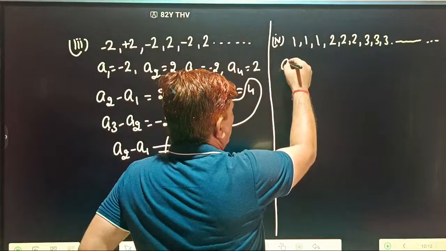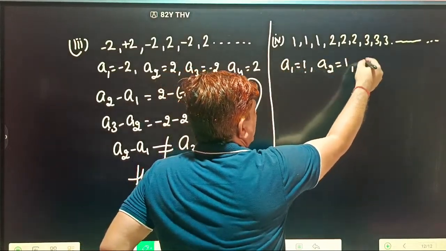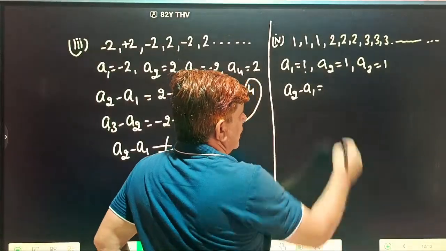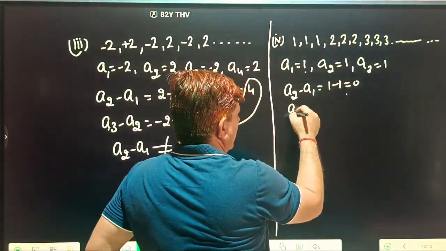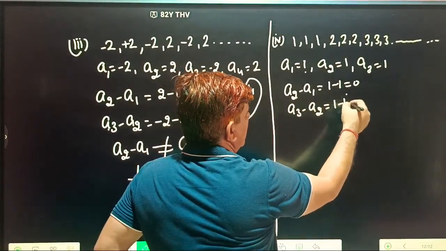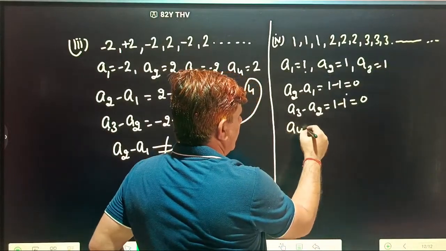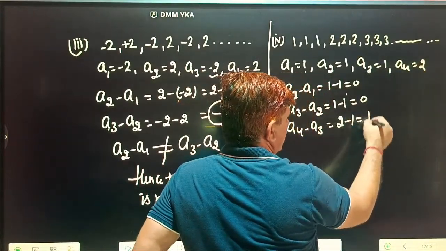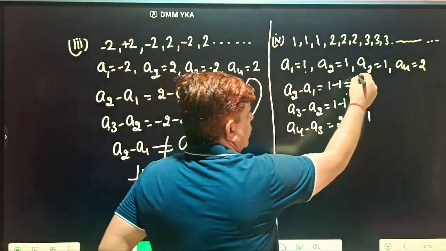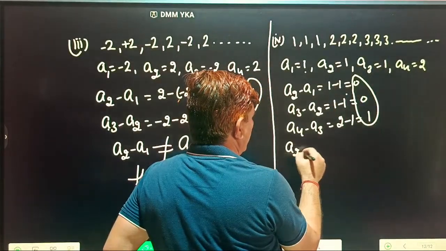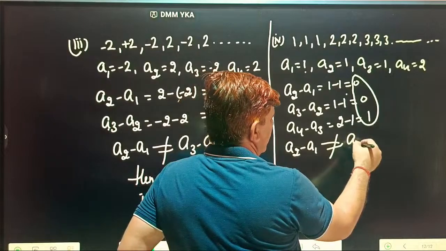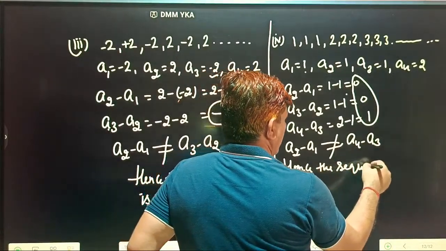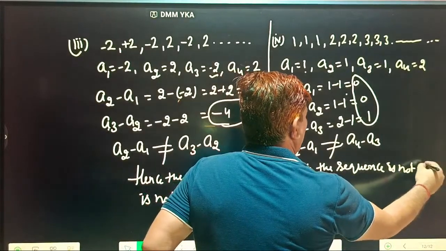So check one time here. A1 is 1, A2 is 1, A3 is 1. So A2 minus A1: 1 minus 1, 0. Okay. A3 minus A2: 1 minus 1, 0. A4 minus A3. What's A4? A4 is equal to 2. So 2 minus 1, which is 1. So what can we say? These are not all equal. So we can say A2 minus A1 is not equal to A4 minus A3. Hence, the given sequence is not in AP.